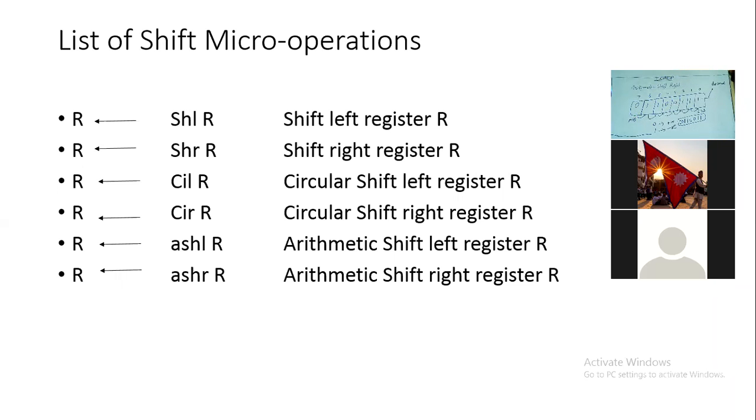Let us suppose if I give you a number, if you have a number 1, 1, 1, 0, 1, 1. Let us suppose 4-bit number. What will be the output by using arithmetic shift right, ASHR? What will be the output by using arithmetic shift?